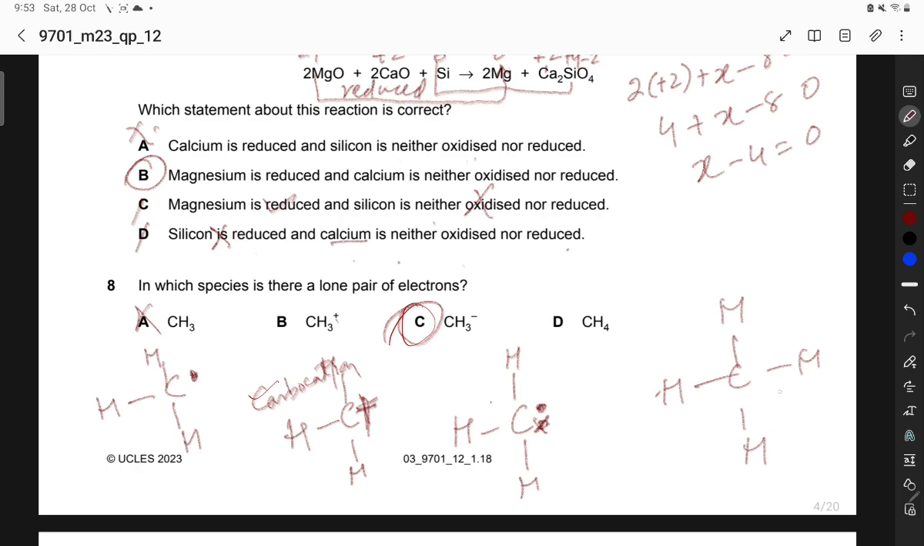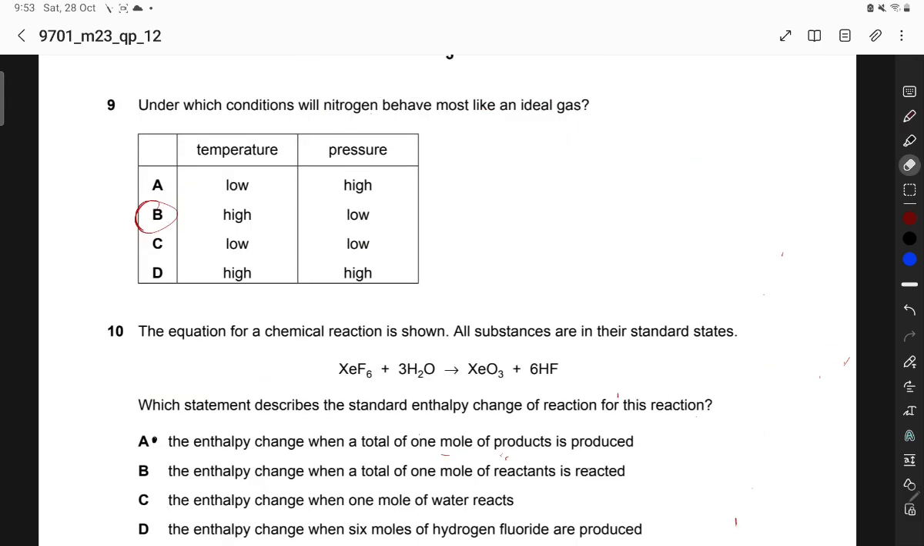And CH4 is completely bonded, so carbon has 4 electrons, fully bonded with 4 hydrogen atoms, so that's why it has no lone pair of electrons. The C option is correct.